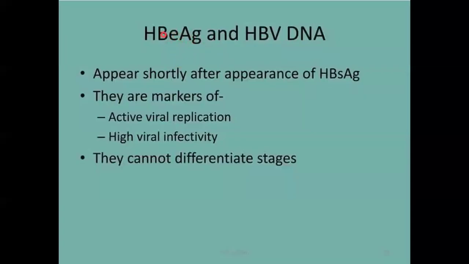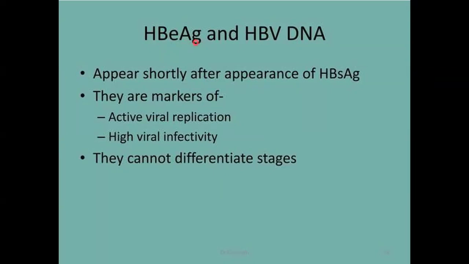If you see this, I usually remember by saying E, hepatitis B E antigen. It's a marker of infectiousness. Okay, the E here is infectiousness. So they are markers of active viral replication. If you see this marker, you'll know that replication is happening, and then high viral infectivity. So if this person has unprotected sex with someone, they can easily transmit the virus, okay?